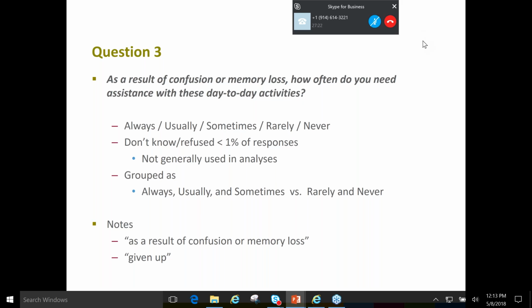So some notes. A respondent may not have given up activities, but they may need help with them. And that's what this question is trying to capture, in contrast to question 2, where we ask if they've had to give up activities, or how often they've had to give up activities, either always, usually, sometimes, rarely, or never. And remember, this is because the respondent believed they needed assistance because of confusion or memory loss. If they had to change their activities for another reason, or if they attribute their change in activities to other reasons, that would not be captured in their response to this question.